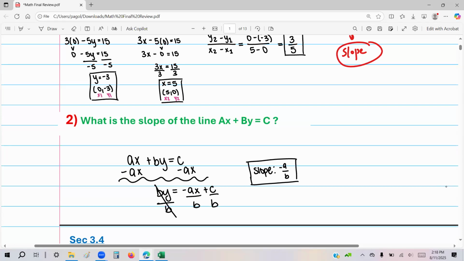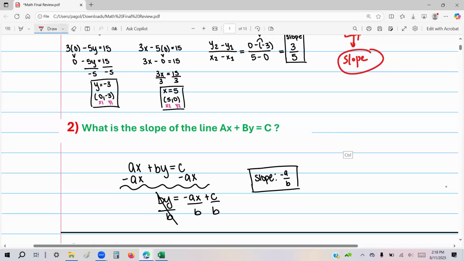Anytime you see the word slope, it means get the y alone. And then whatever you have in front of x, that's your slope. Because the format is y = mx + b, this m is the slope. That's all you have to do, solve for y. The number in front of x is the slope.